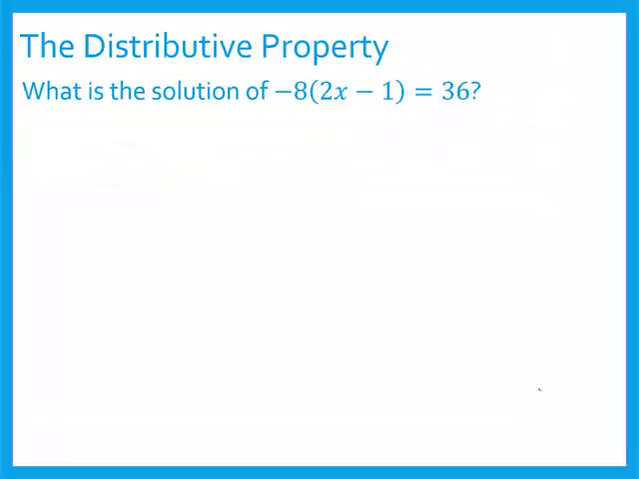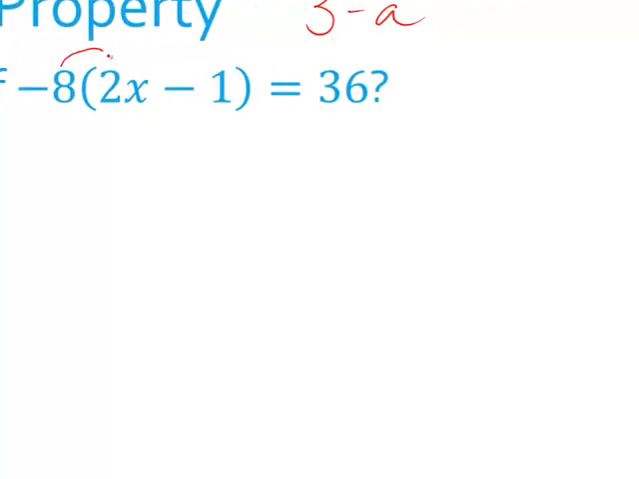Okay, so this is going to be question 3-a. And what we need to do is use the distributive property to solve this. As you see, we have a negative 8 on the outside of our parentheses and 2x minus 1 on the inside. So using the distributive property, we take the negative 8 and distribute it using the double arrows, or double rainbow, into the inside of the parentheses.